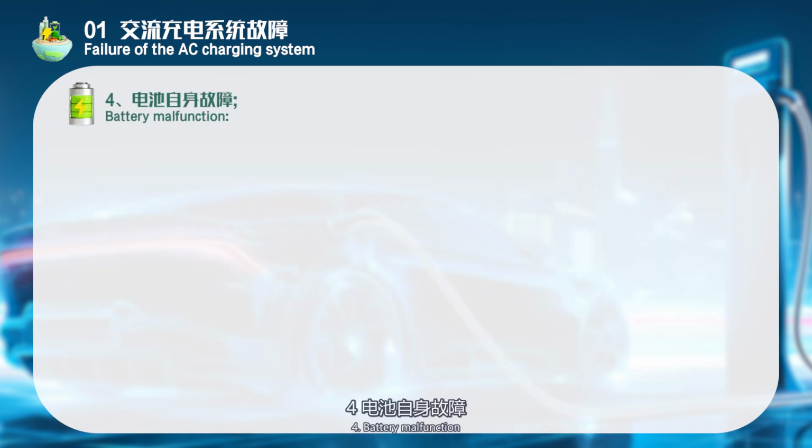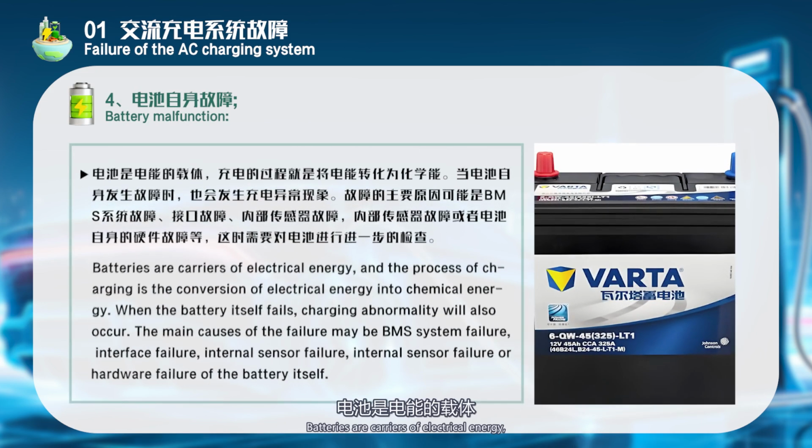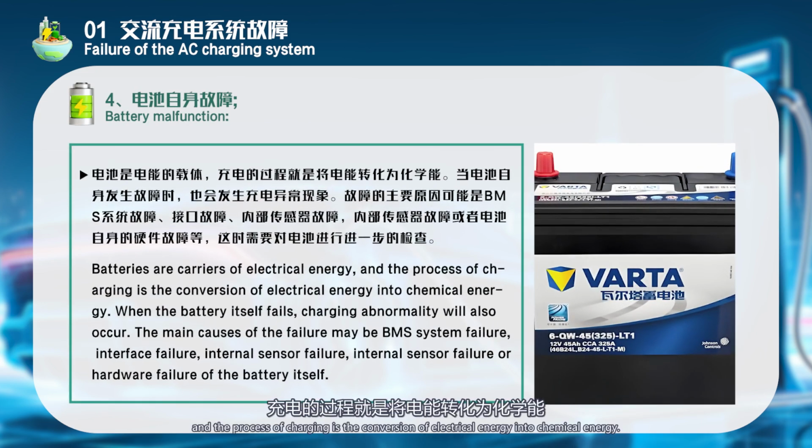4. Battery malfunction. Batteries are carriers of electrical energy, and the process of charging is the conversion of electrical energy into chemical energy. When the battery itself fails, charging abnormality will also occur. The main causes of the failure may be BMS system failure, interface failure, internal sensor failure, or hardware failure of the battery itself.